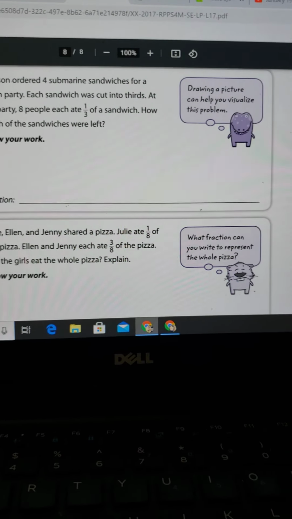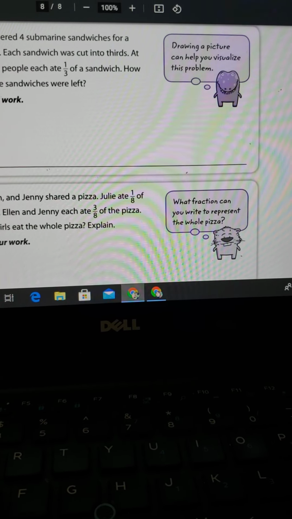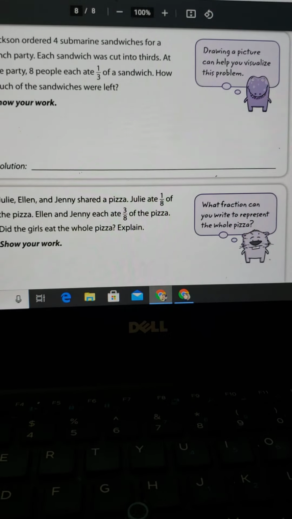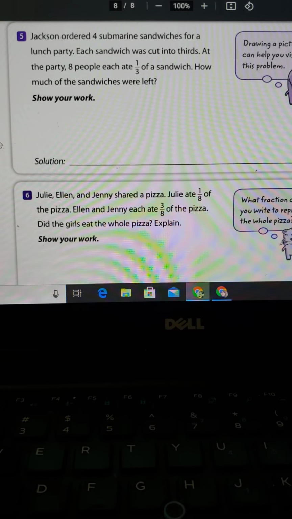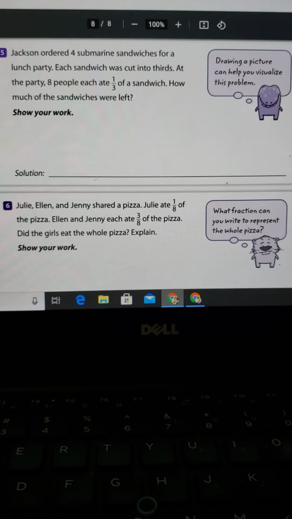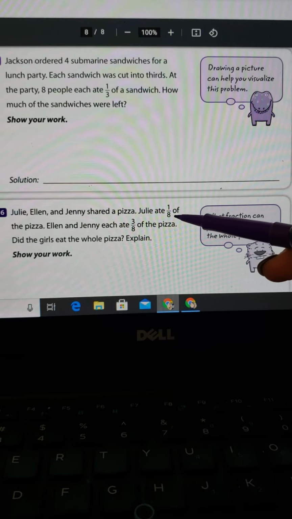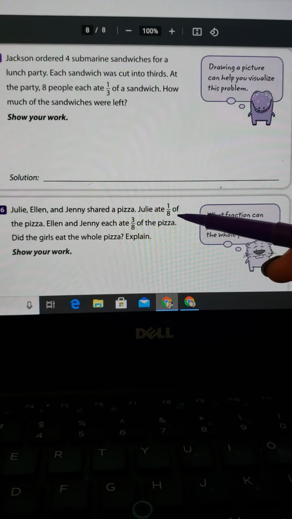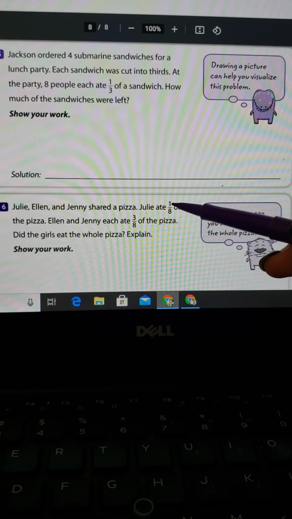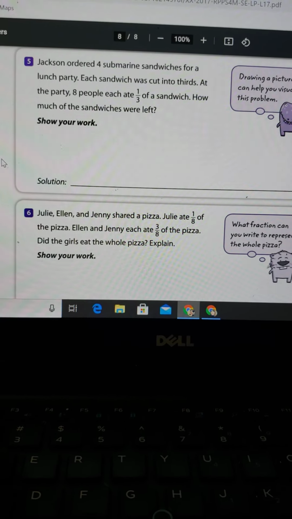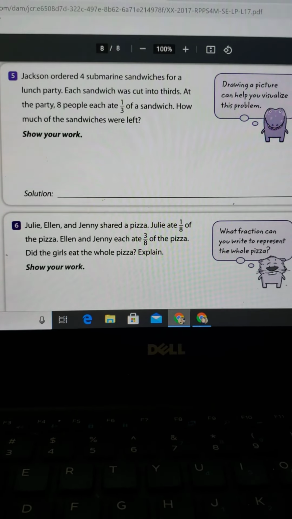All right. If I look at the little clue that iReady gives me, what fraction can you write to represent the whole pizza? So before I can know if they ate the whole pizza, I need to know what fraction is the whole pizza. Well, my denominator is 8. And I know that when the numerator and the denominator are the same number, that equals 1 whole. So 1 whole pizza in this scenario would be 8/8.